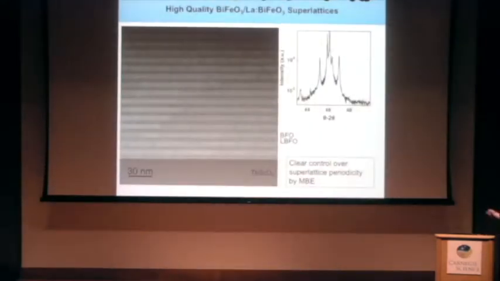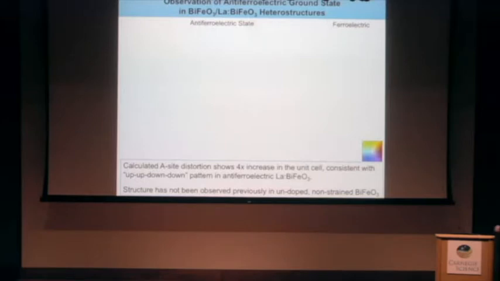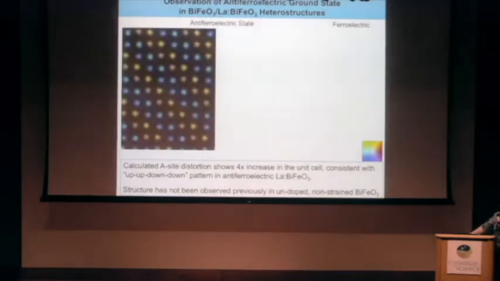So here's a nice TEM image of one of these films. And so you can see, once again, high quality, but we have clear, nice, clean interfaces throughout the whole film. And so then, what happens when we actually image the displacements of the various atoms to try to map out the polarization state? And so what you see is this interesting up, up, down, down pattern, which, at first glance, is very similar to the lead zirconate-like antiferroelectric state.